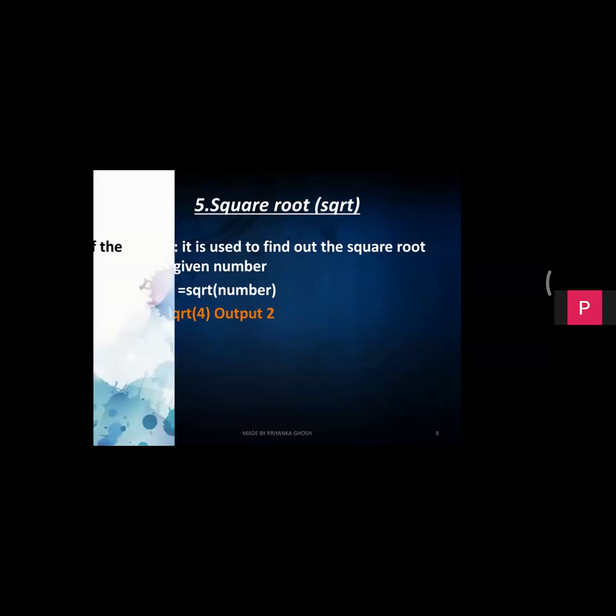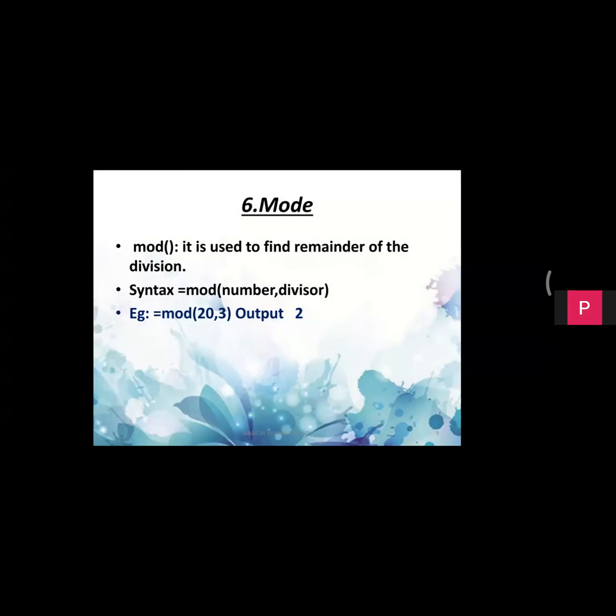Next is mod. It finds out the remainder of a division. For example, is equal to mod bracket 20 and 3. So the output will be 2.